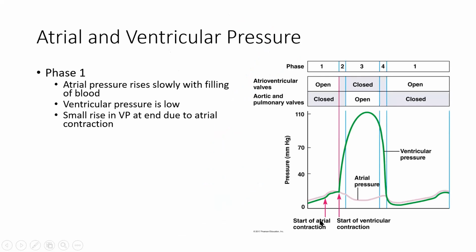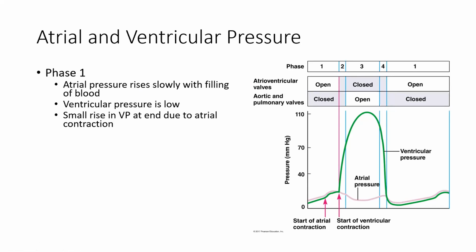So phase one is the middle of diastole. This is where the atrial pressure is rising slowly with the filling of blood. And I want you to remember this idea that blood is also creating a change in pressure. So volume creates a change in pressure. So as that atria fills, it is now slowly increasing the pressure in that chamber, and the blood is moving into that ventricle. So the ventricular pressure is low, the atrial pressure is high, and so that's going to cause that opening of the AV valves.